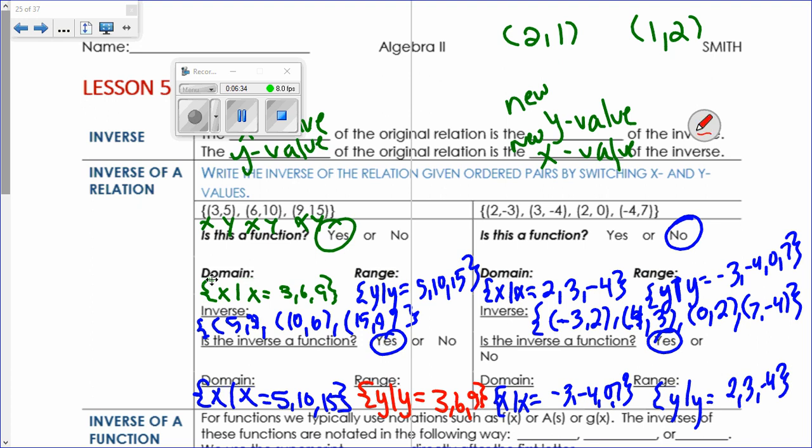The next part is going to be the inverse of functions, and we're going to be solving for a variable. We're going to be switching x's and y's. Okay?